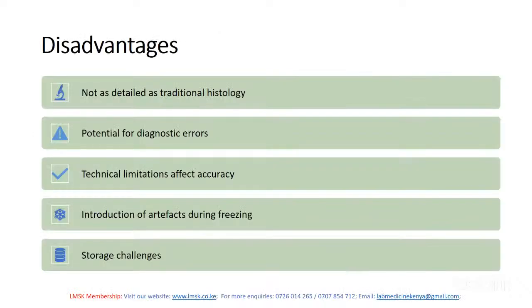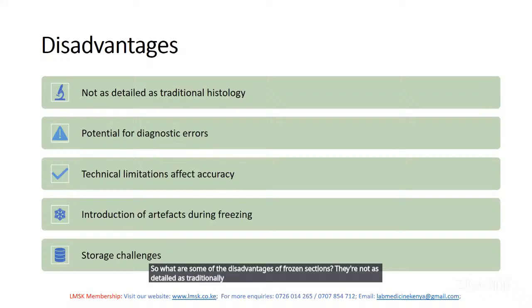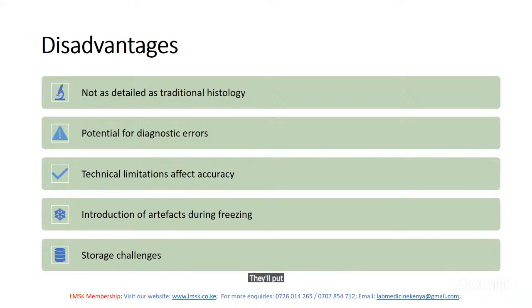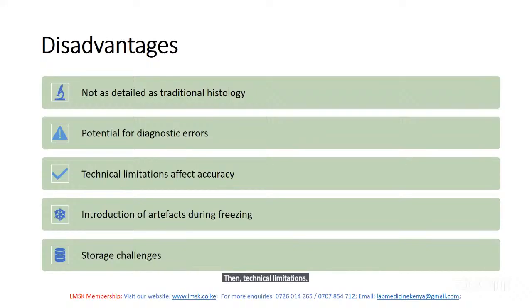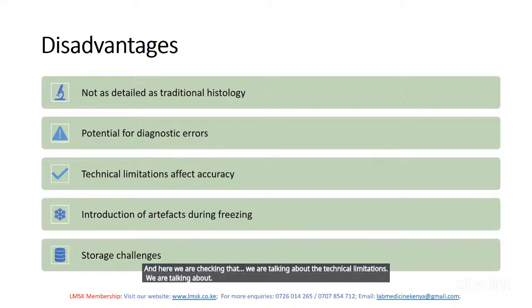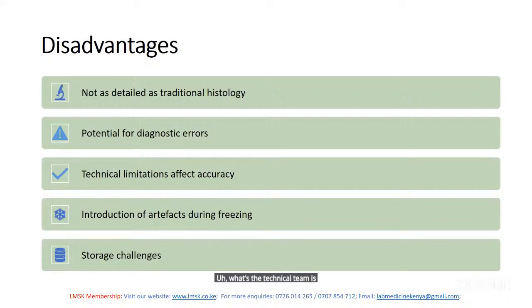So what are some of the disadvantages of frozen sections? They're not as detailed as traditional histology, of course. Then there is potential for diagnostic errors. Yes, it's true, you can miss some tumors. Then technical limitations affect the accuracy. Here we are talking about what the technical team is able to do on a frozen section.